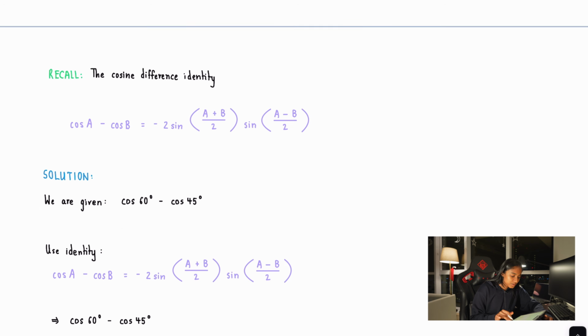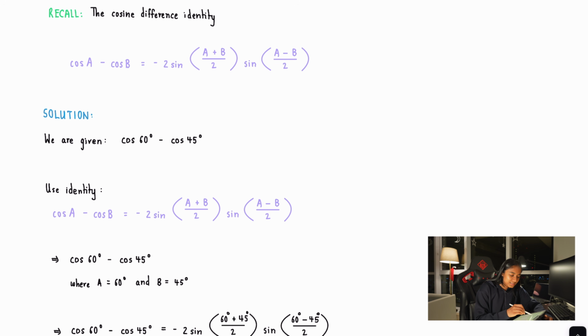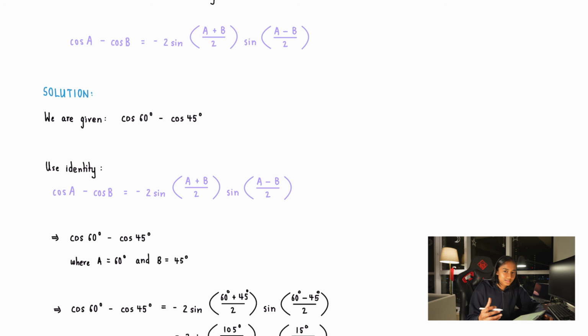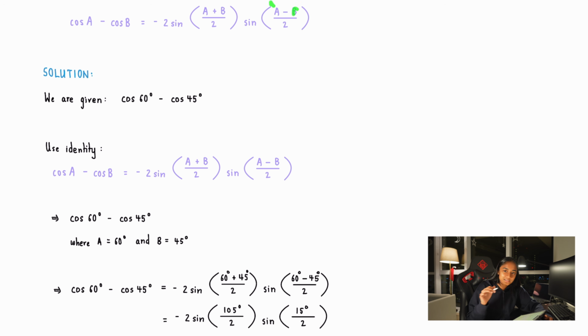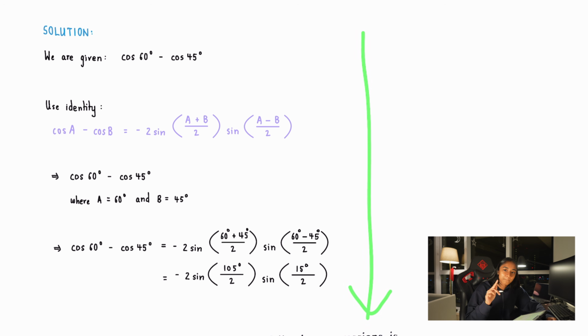So immediately, we know that cos 60 minus cos 45, where A is 60 and B is 45, was plugged into this formula to create this new identity. Using this identity, they simply simplified A plus B, so 60 plus 45, and A minus B, 60 minus 45, divided by 2, plugged into this whole formula and became this whole new expression, right? So again, look over this, but mostly memorize this.